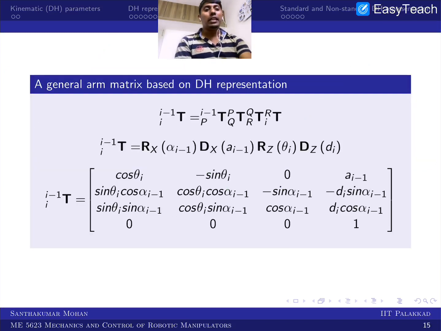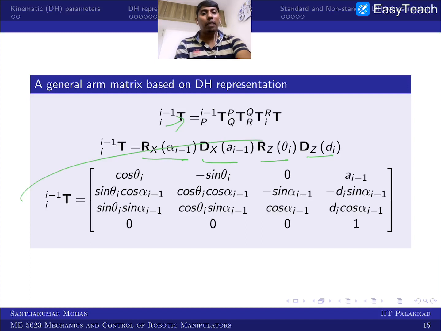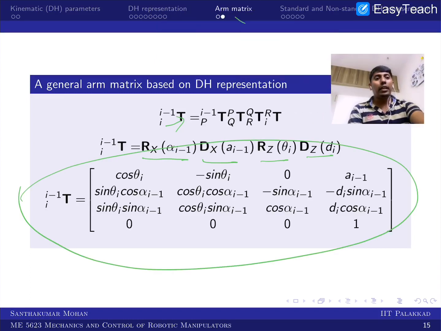In the sense we have to post multiply. Our interest is the transformation matrix of i with respect to i minus 1. First we rotated about x, then translated along x, then rotated about z and translated along z. So we are putting post multiplication. You substitute these individual matrices and post multiply, and you will get the final matrix like this. This particular matrix is what we call the ARM matrix.